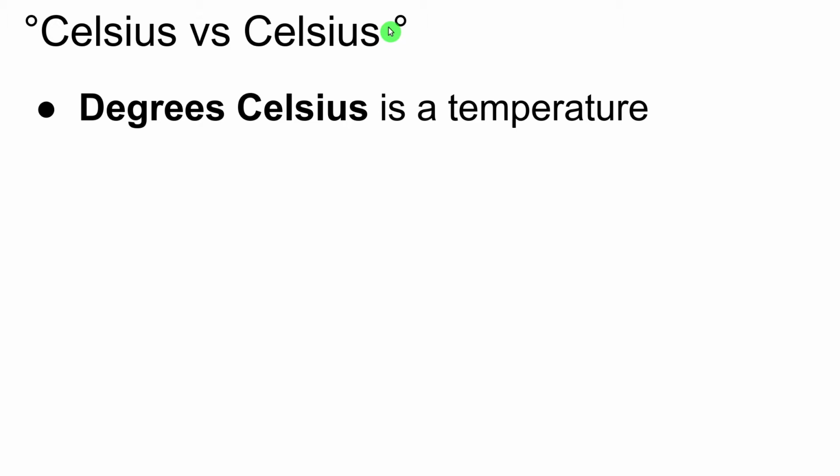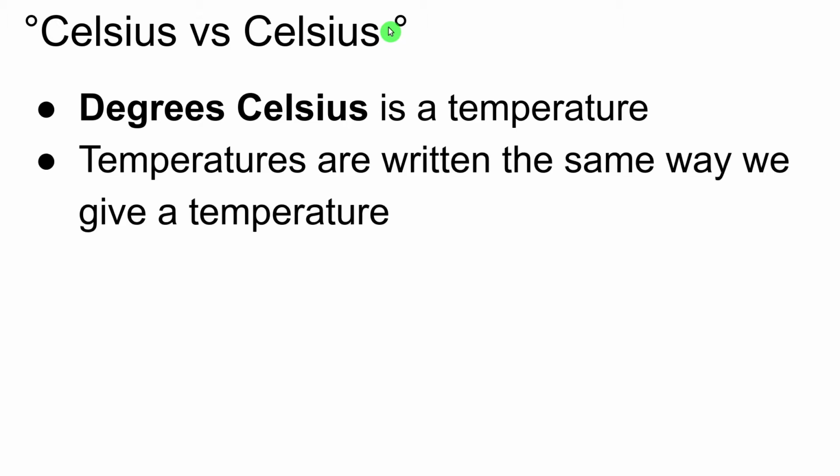So the first one is degrees Celsius. That's a temperature. And the second one is Celsius degrees. Those are a number of degrees. And the way you can tell is where's the degree symbol. If you read it as whatever degrees Celsius, that's a temperature. Celsius degrees are a number of degrees. Degrees Celsius is a temperature. Temperatures are written the same way we give a temperature.